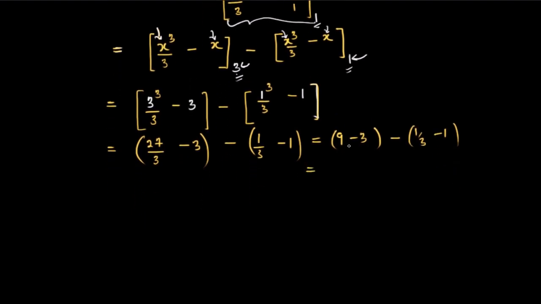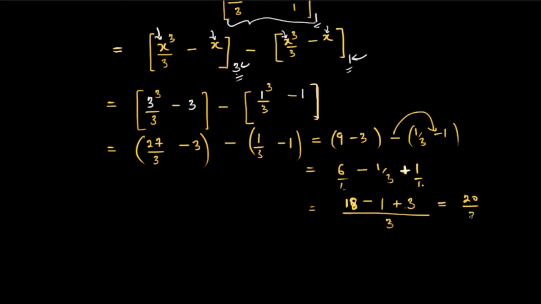We could go on further. 9 minus 3 is 6. Then negative 1 over 3 plus 1, since negative times negative becomes plus 1. Next we find the LCM of 1, 3, and 1, which is 3. 3 divided by 1 is 3 times 6, which is 18. Minus 3 divided by 3 is 1 times 1, which is 1. Plus 3 divided by 1 is 3 times 1, which is 3. So 18 minus 1 is 17, plus 3 is 20, all over 3.